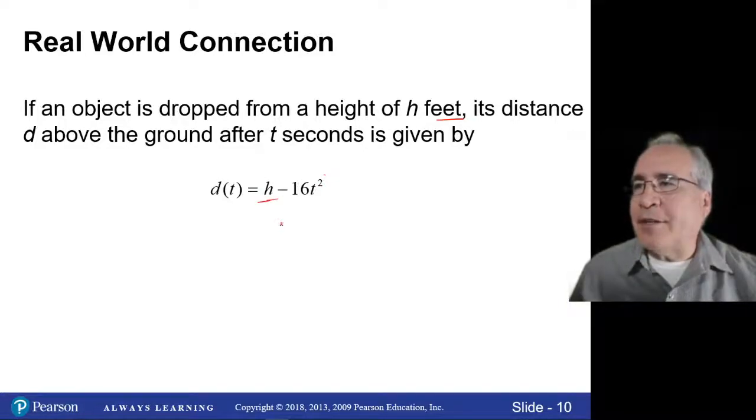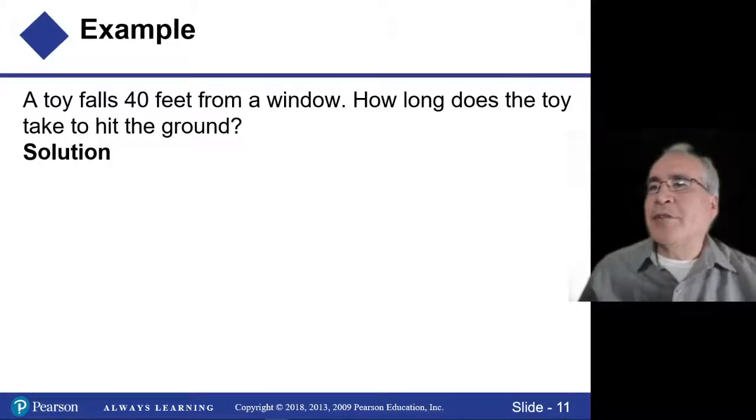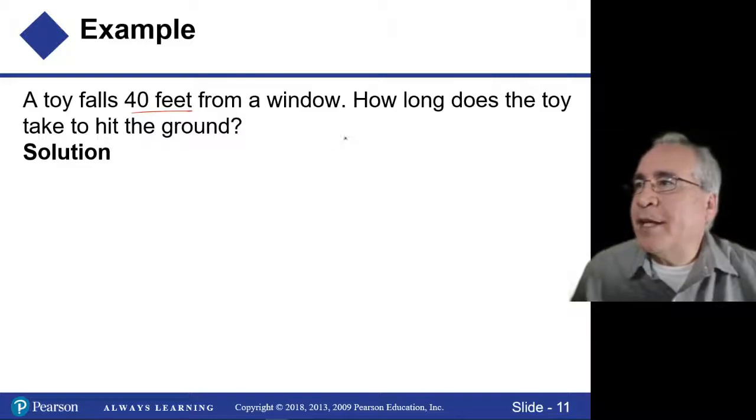The other thing that starts is, where does it start? How high was it when it was dropped? So if you drop an object h feet, this will give us our equation. So we come to this one. We have some toy that's 40 feet up in the air. Is that a 4-story window or something? How long does a toy take to hit the ground?